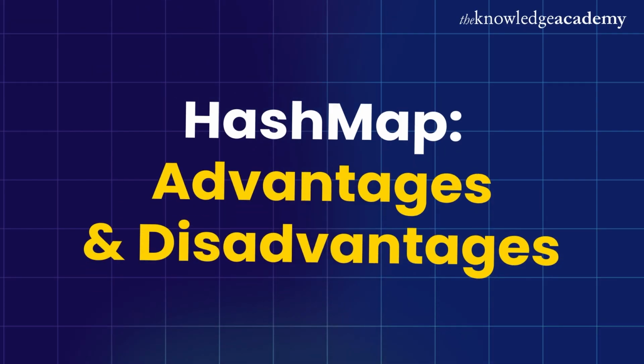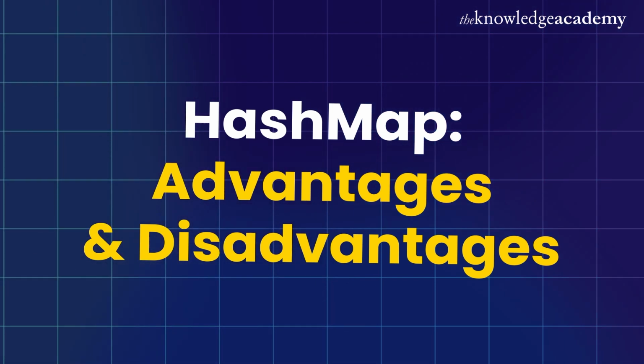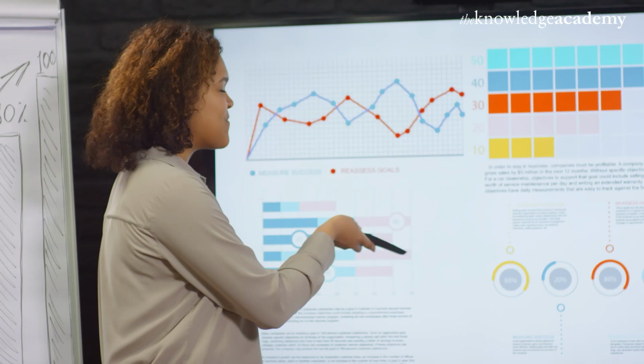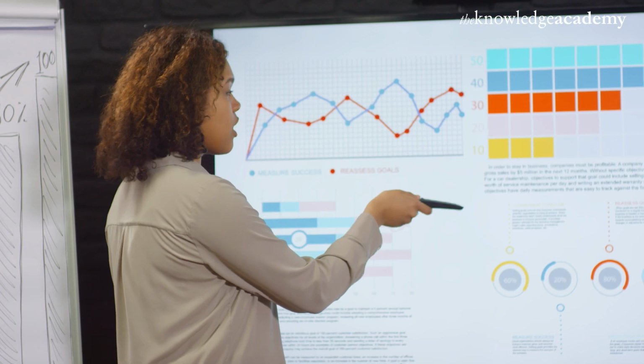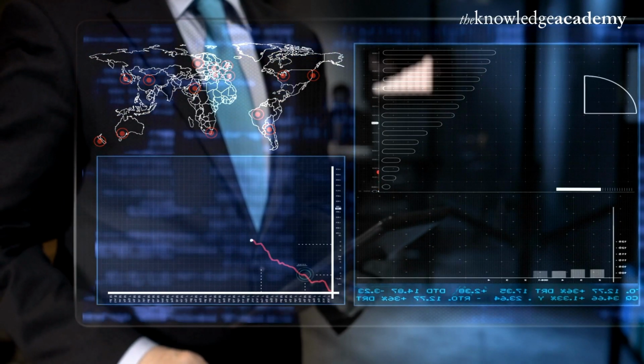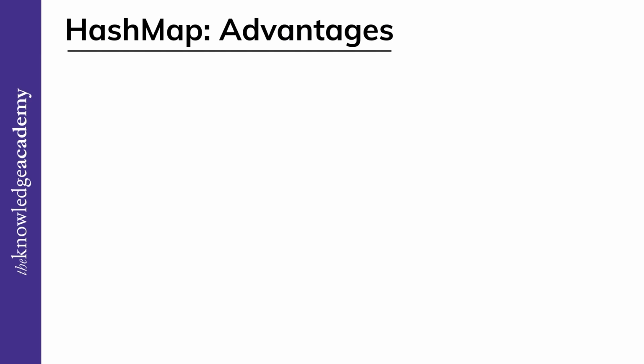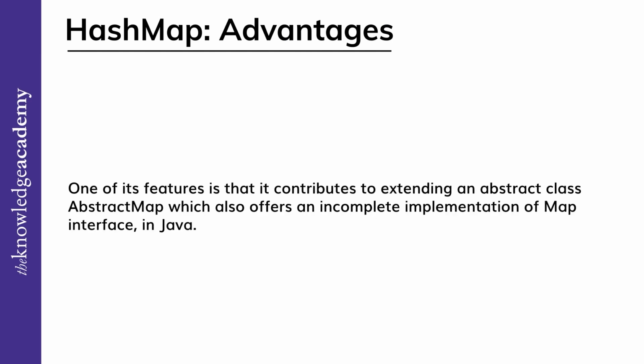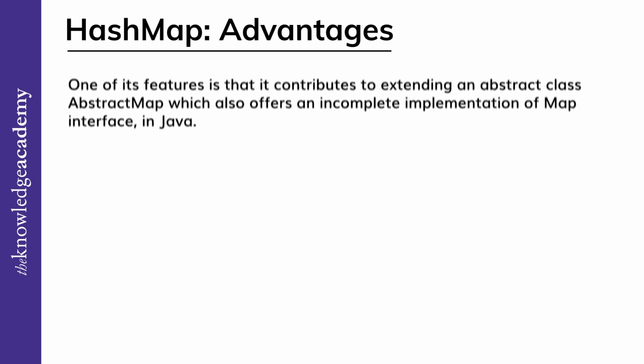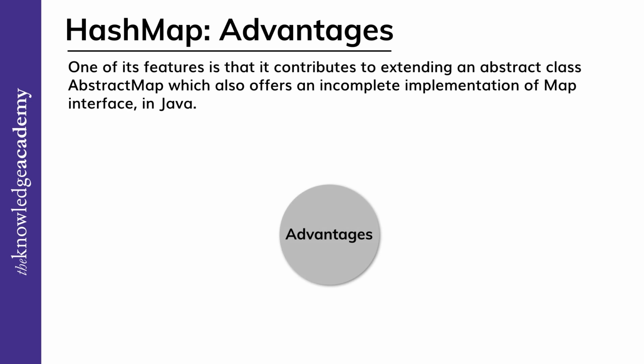We're going to discuss the advantages and disadvantages of using Java HashMap. As with any data structure, there are pros and cons to using the HashMap, so let's dive into them. Advantages. HashMap comes with tons of pros. One of its features is that it extends an abstract class, abstract map, which also offers an incomplete implementation of map interface in Java. Let's start with the advantages of Java HashMap.